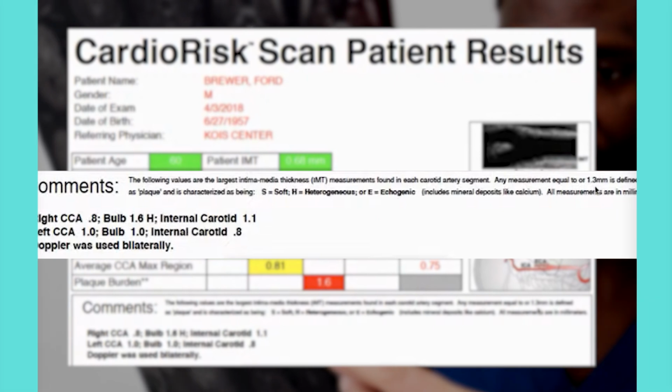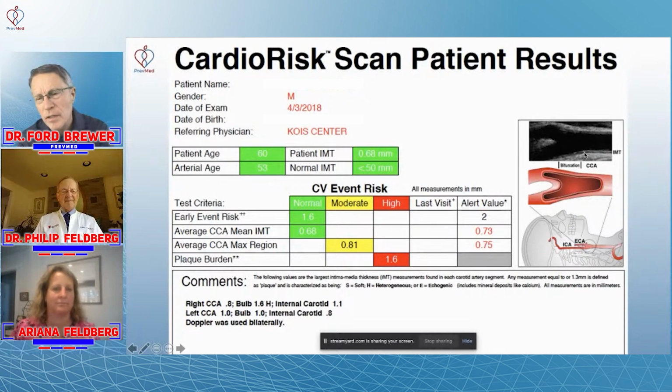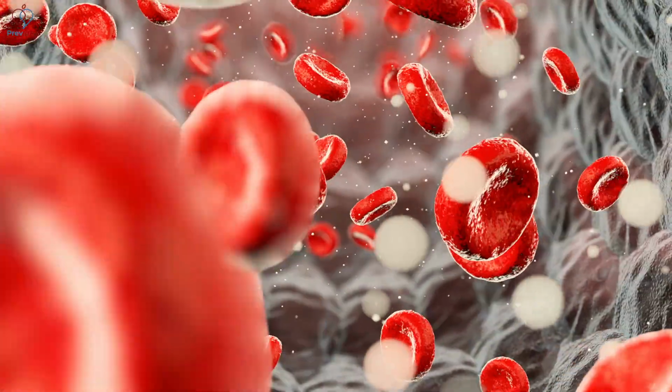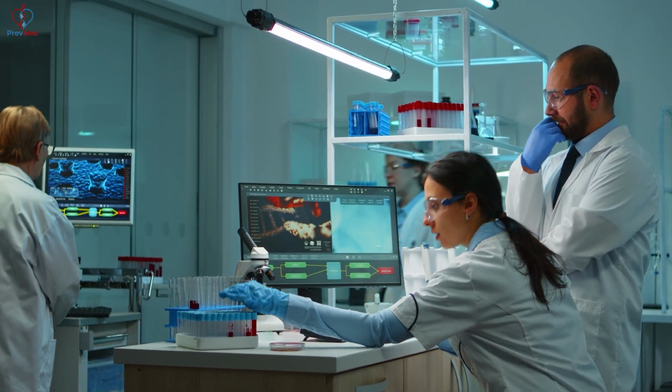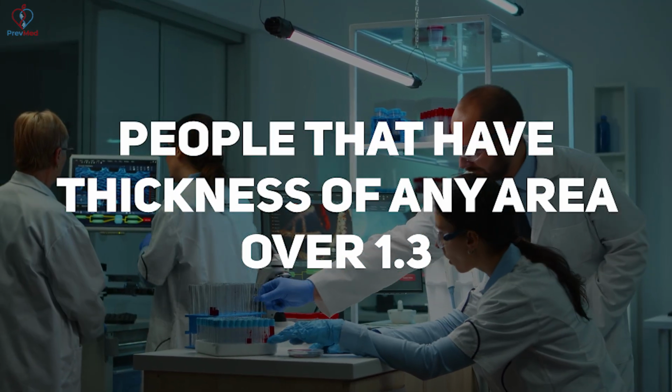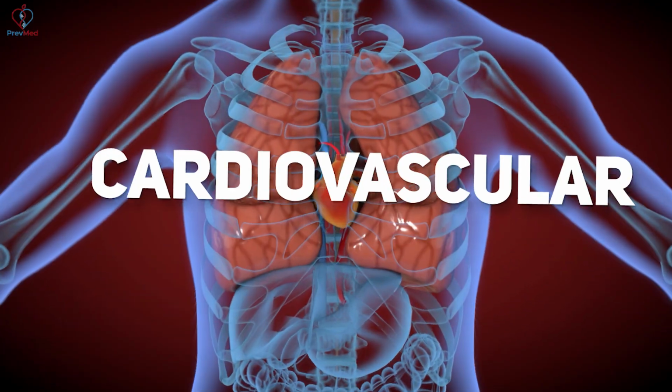Because we all have a little bit of LDL between the intima and media layer, we start to look at these peak areas and we say, look, if there's an area that's over 1.3 millimeters, we call it a plaque. I personally call it a discrete plaque. Now, if it's over 1.3, the evidence in the science that we've been talking about has shown that people that have thickness of any area over 1.3, that starts to add risk for cardiovascular events.